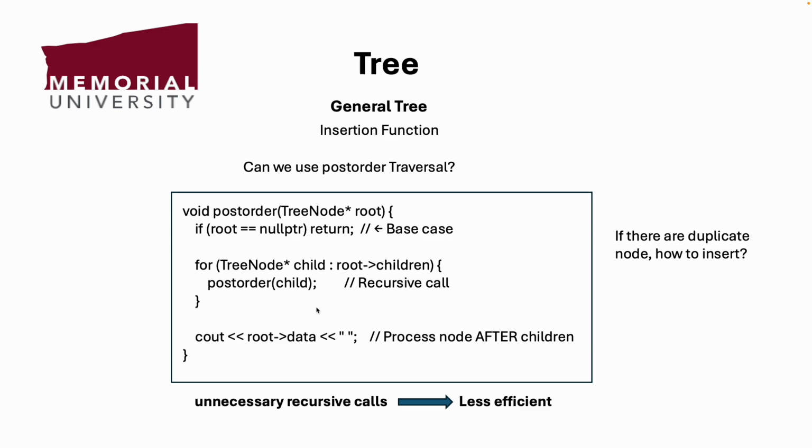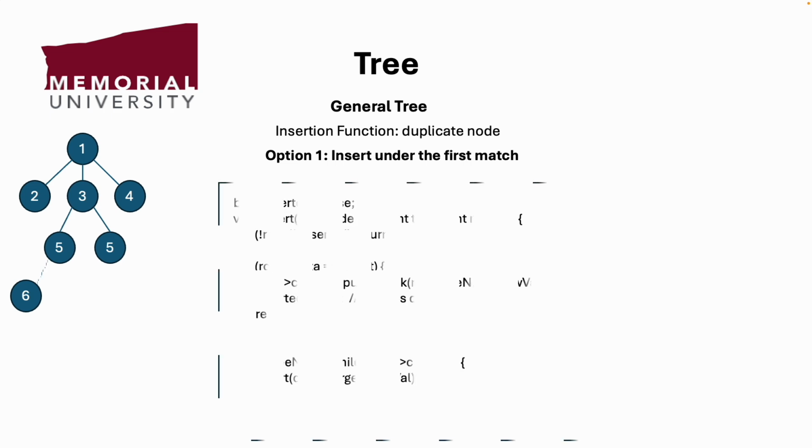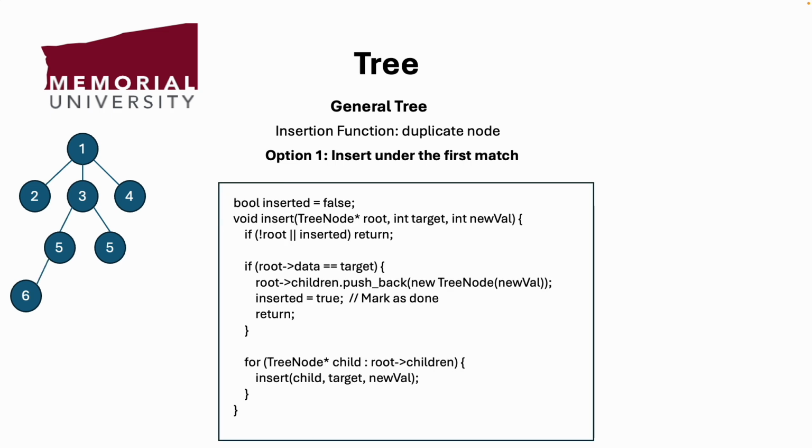I have a question here. If there are duplicate nodes, how do we insert? For example, we have this scenario. Under node 3, both children are the same, a duplicate, both are 5. Option 1, we insert under the first match. Here is the code for inserting on the first match. Once you find the first target node, we directly insert. So we modified this piece.